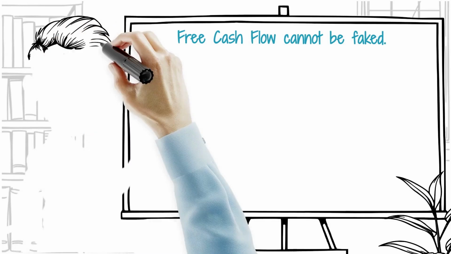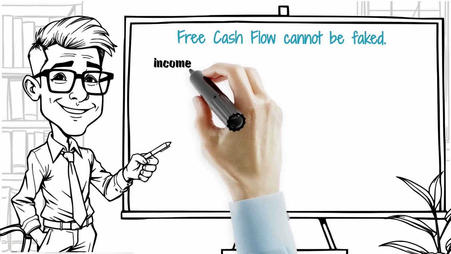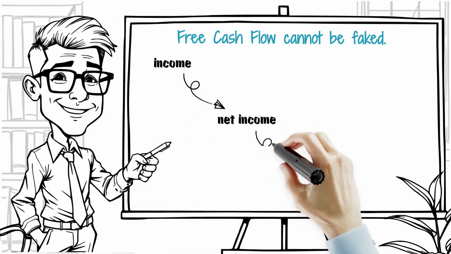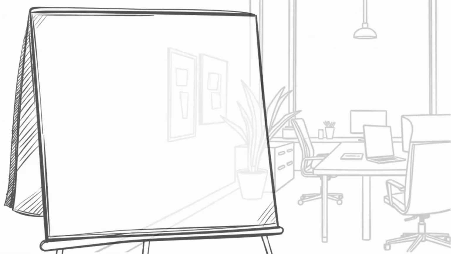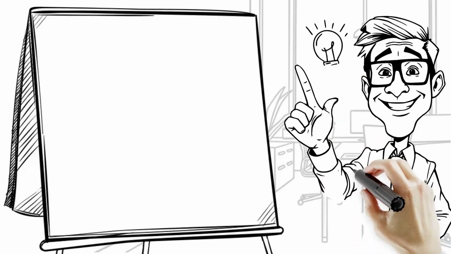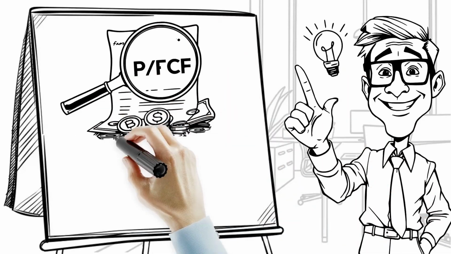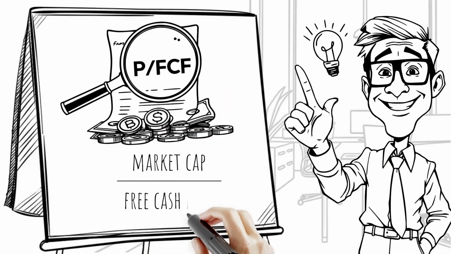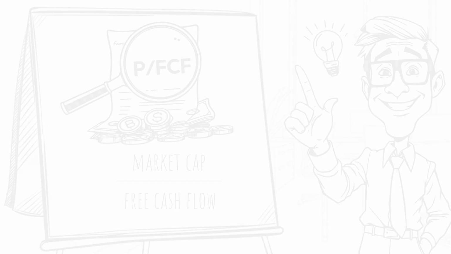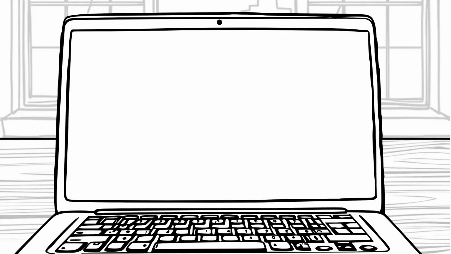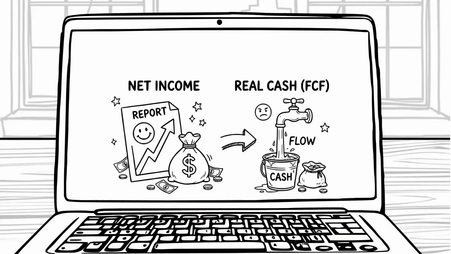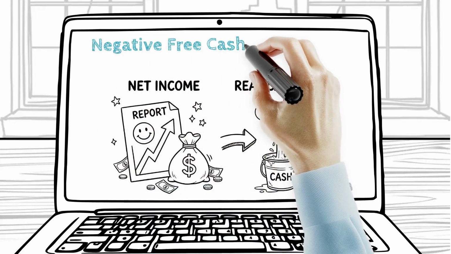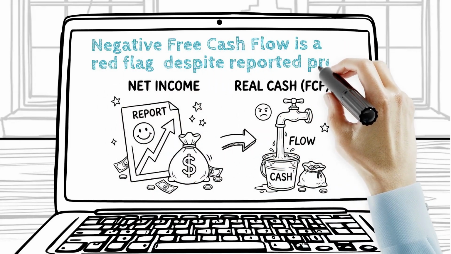This is the actual cash left over after the company pays for its operations, its taxes, and its investments in growth. The price to free cash flow ratio, or PFCF, tells us how much we are paying for every dollar of real spendable cash the company generates. If a company shows rising profits on their reports, but their free cash flow is negative or shrinking, that is a massive red flag. It means the profit is just paper, and the company might be struggling to stay afloat behind the scenes.